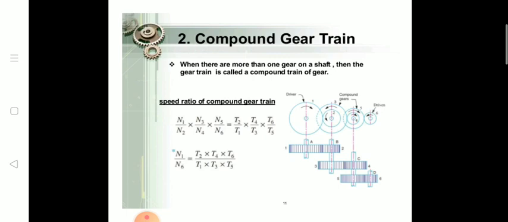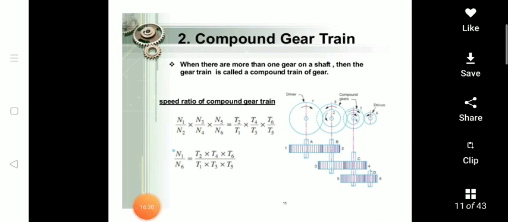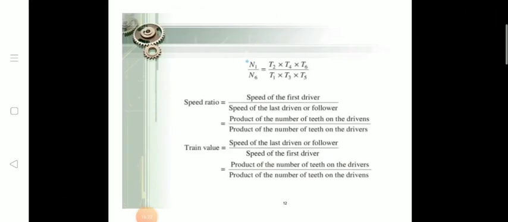So we can put the equation as: the speed of the driver gear to the speed of the driven gear, or the speed of the first gear to the speed of the last gear, is equal to the multiplication of the number of teeth of all the driven gears to the multiplication of the number of teeth of the driver gears, right? This is the speed ratio for the compound gear train: the speed of the first driver divided by the speed of the last driven is equal to the product of the number of teeth on the drivens divided by the product of the number of teeth on the drivers, as we discussed, right?